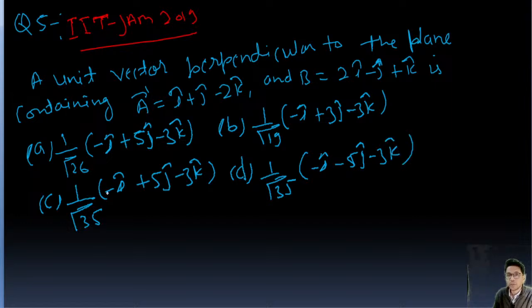Okay. So this is the question. The question is a unit vector. You need to find out a unit vector perpendicular to the plane containing vector A and B. So there's a plane which contains two vectors A and B. So we need to find a unit vector which is perpendicular to these vectors, and these vectors are in the plane. Okay. So that's what we need to find out. So this is a good question.